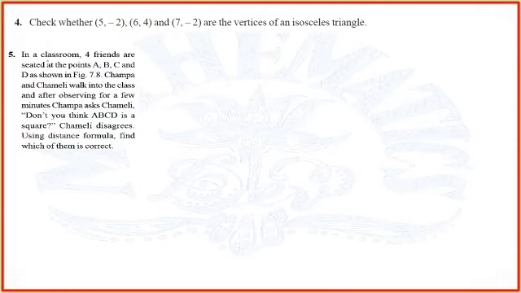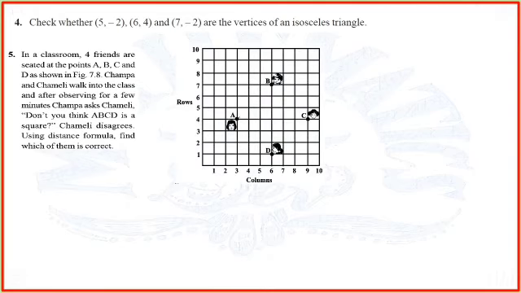Question number 5. In a classroom, 4 friends are seated at the points A, B, C and D. I show you the figure. This is the figure. So friend A is here, friend B is here, friend C is here, and friend D is here. Just check whether this is 3 and then 4, and then B is at 6 from the x-axis and 7 from the y-axis. Coordinates I'm talking about. 9 is the value of x and 4 is the value of y. So this way you have to check.